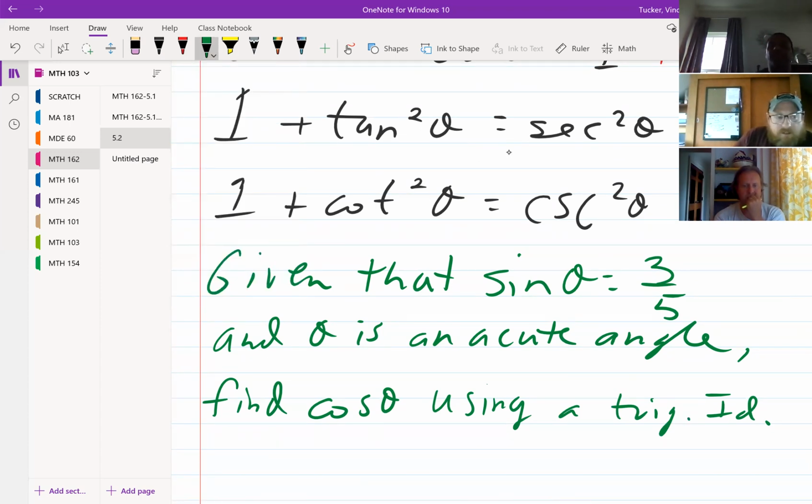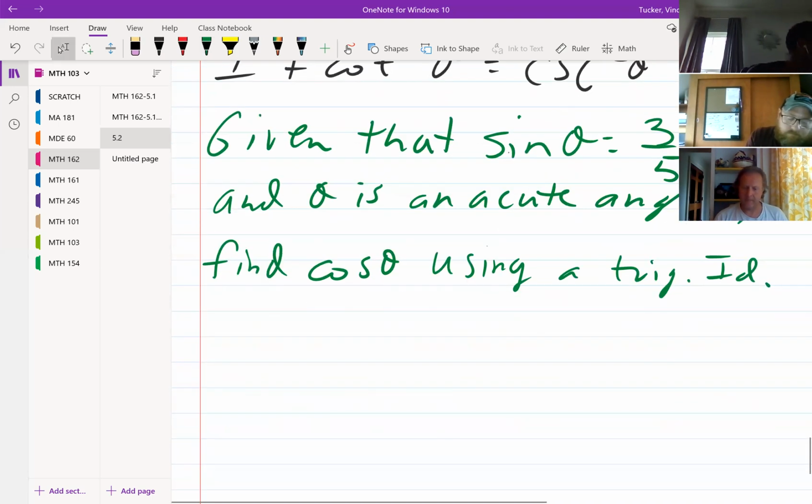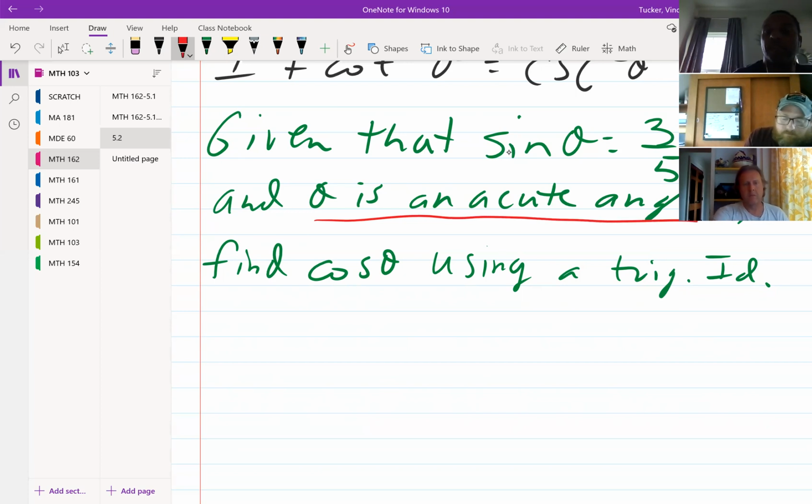All right. So given that sine theta is 3/5 and theta is an acute angle, find cosine theta using a trig identity. We have to be careful here because they give us something key that I touched on a little bit, and it matters. It says that theta is an acute angle.